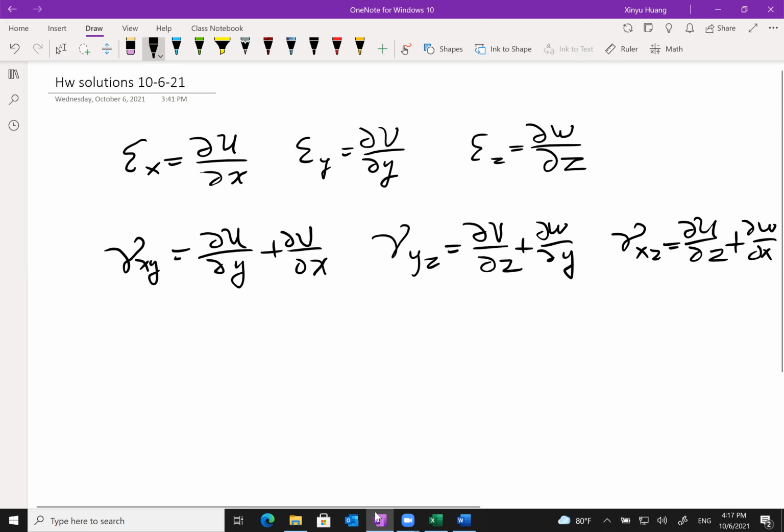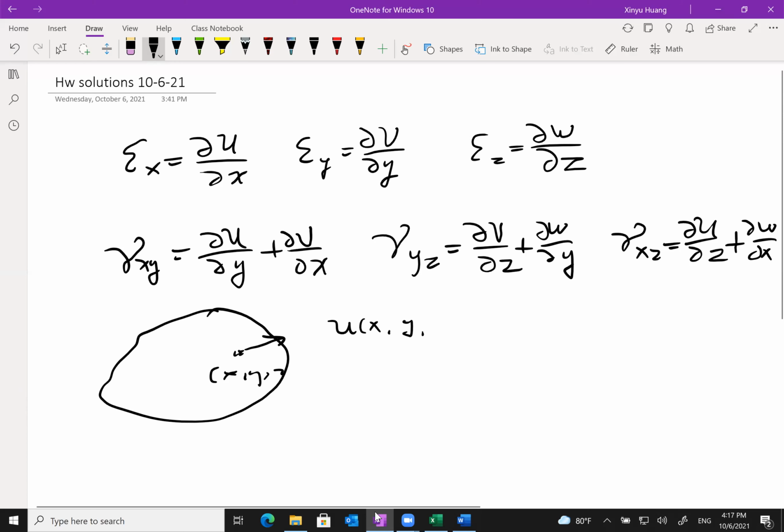So basically, if you know the motion, if you know that in a body, a point at x, y, z moves to another point, this motion has 3 components: u, v, and w. u in the x direction, v in the y direction, w in the z direction.